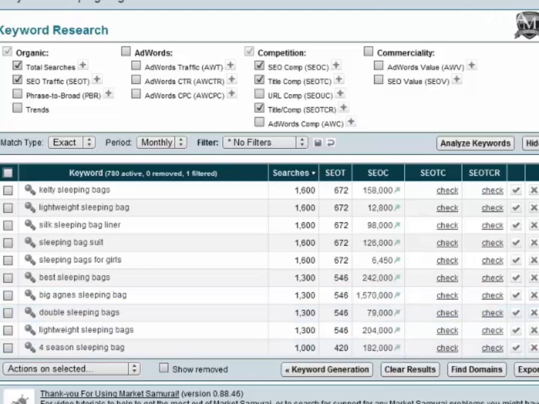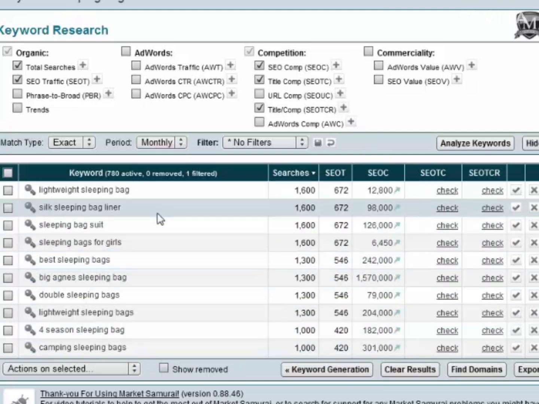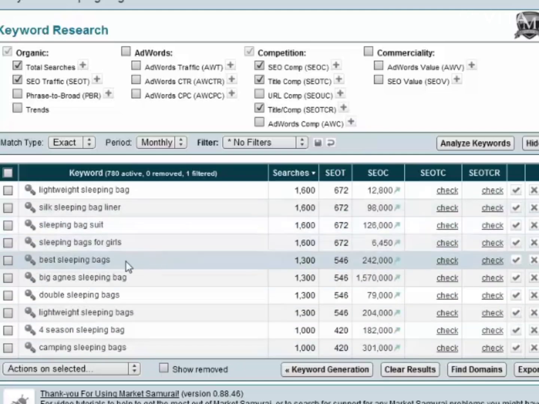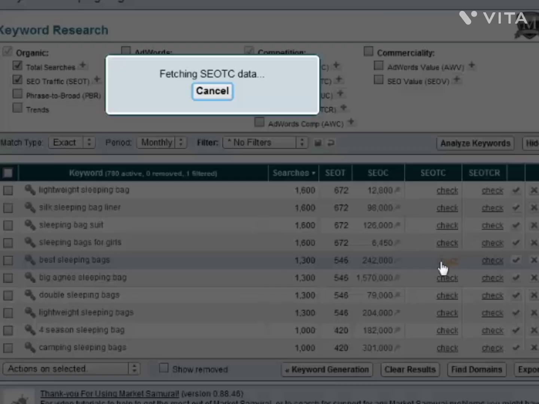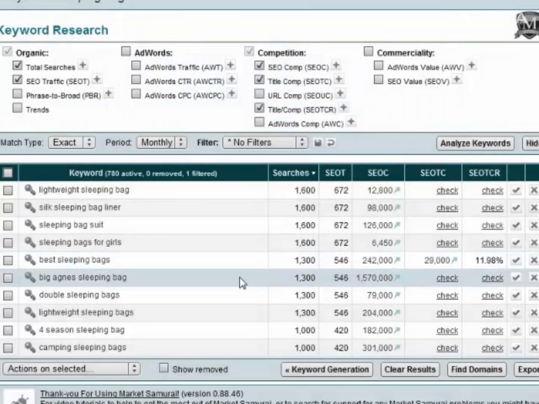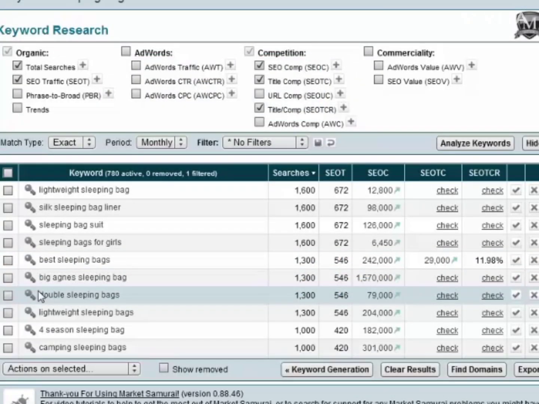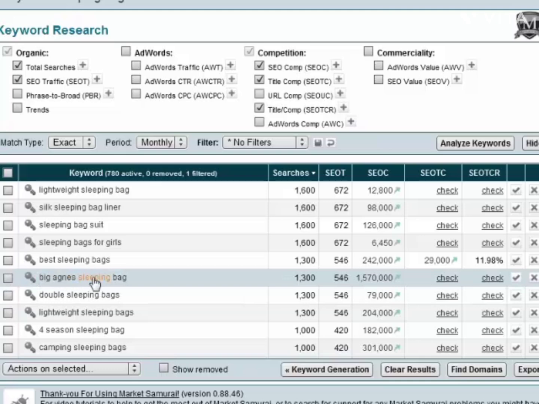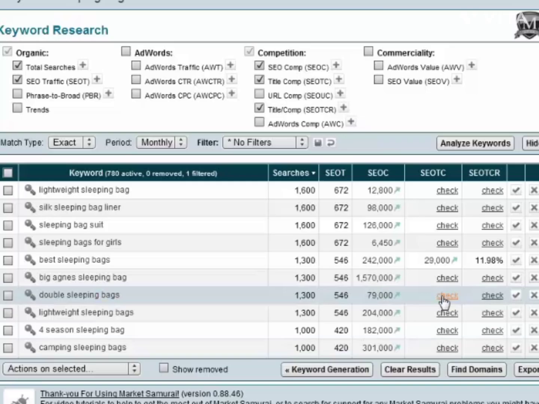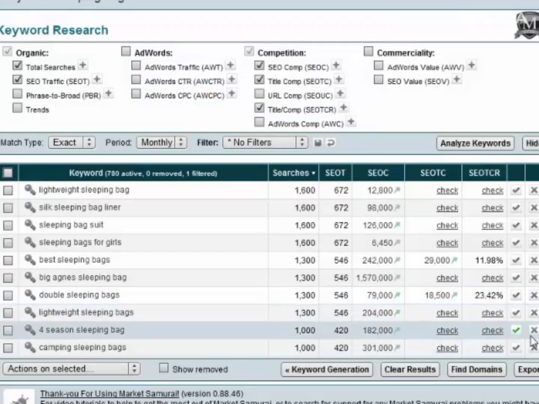So let's browse a little farther. What else do we got here? Best sleeping bags. Again, that's another good one. Only 29,000 going after that. And then we start getting some product names like the Big Agnes sleeping bag. I'm not sure what that is, but probably a product. So that's going to be a product we would think about reviewing. Here's another double sleeping bag. Again, pretty low.